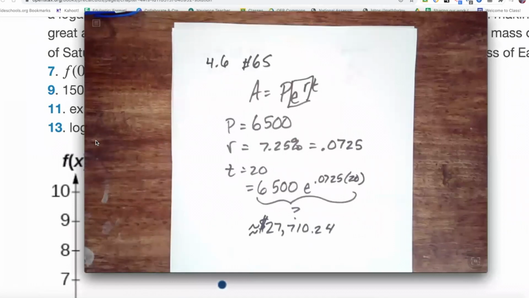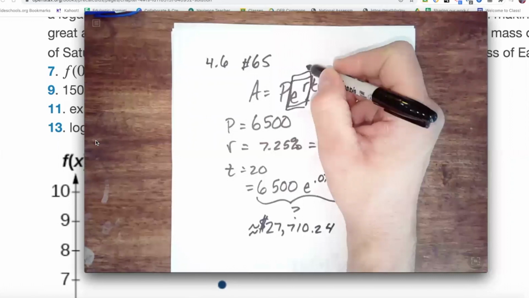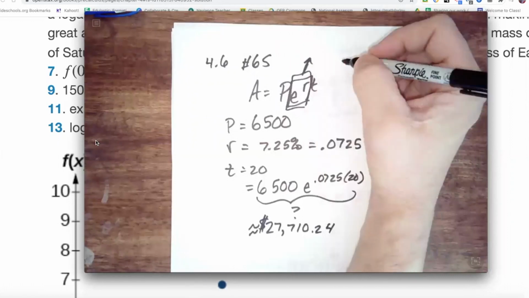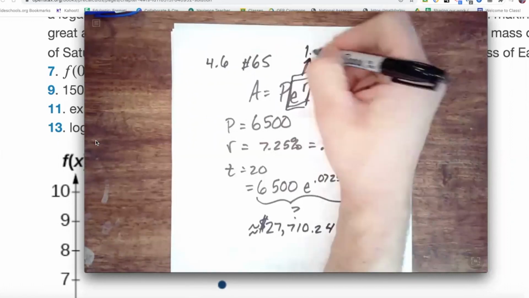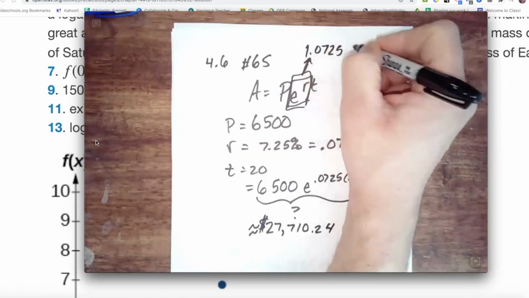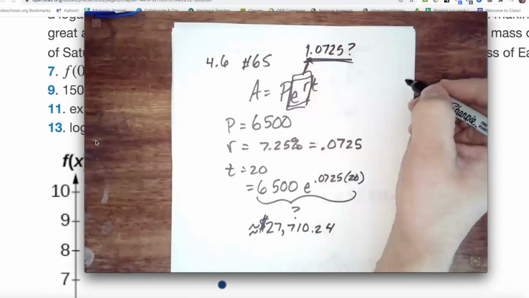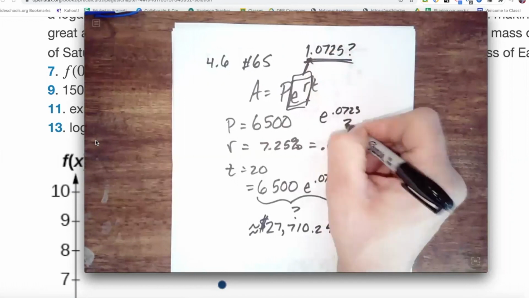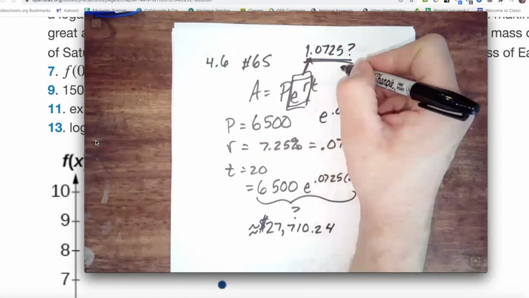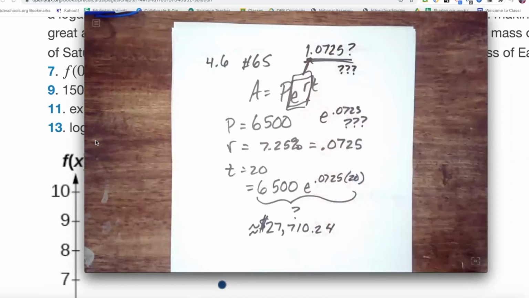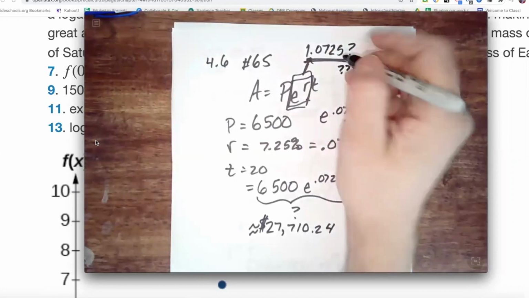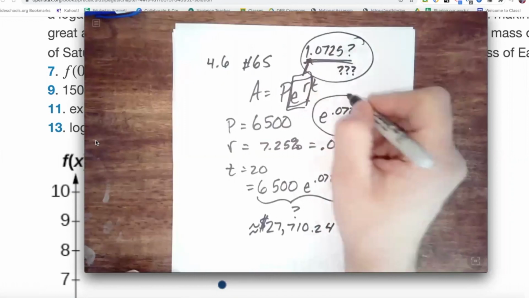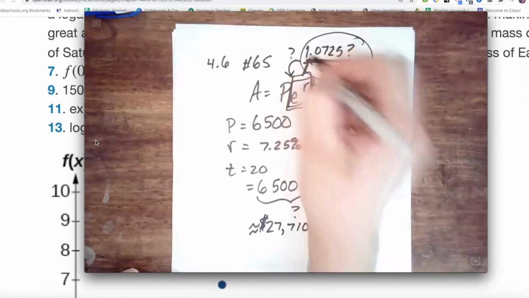What I think it might be is this e to the r. The other way to get that is as a growth rate, 1.0725. I think that might be the other thing it should be. Is it e to the 0.0725? Or is it 100% plus 0.0725? Which of these is the correct one to use? I'll let you figure that part out.